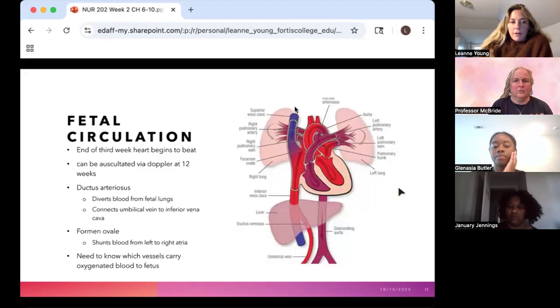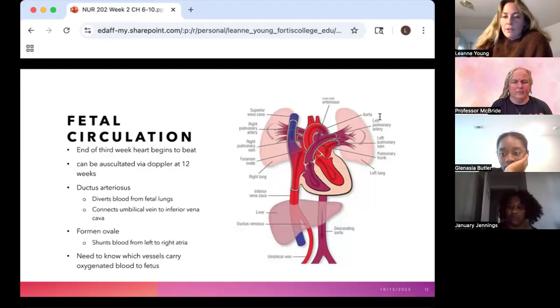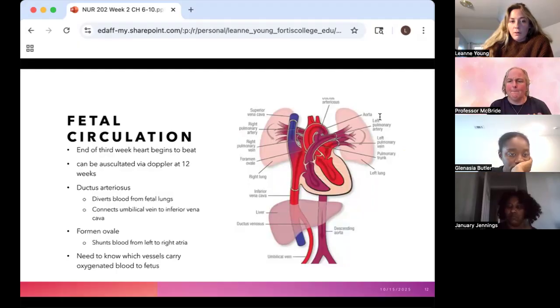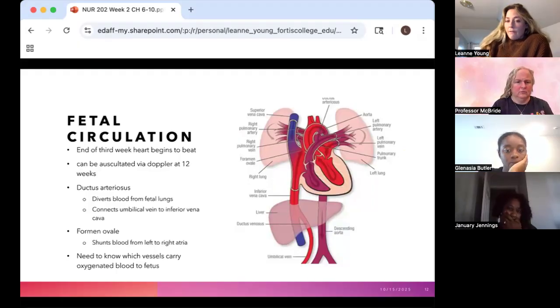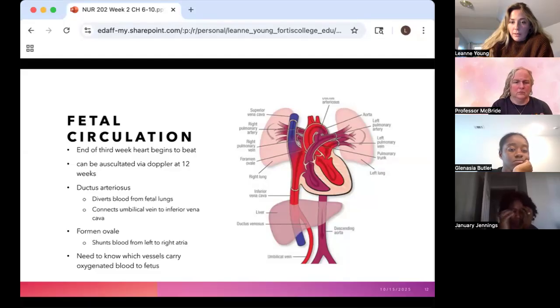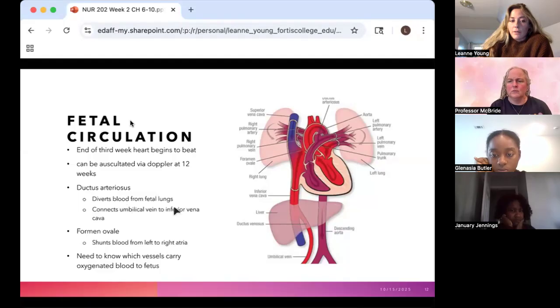All right, so we're going to go over fetal circulation. Like I said, by the end of the 3rd week of gestation, the infant's tubular heart begins to beat. During the 4th and 5th weeks, the heart develops into a 4-chambered organ. And then the heart is fully developed by the end of the embryonic stage. Your fetal lungs do not function for respiratory gas exchange. So a special circulatory pathway, which is the ductus arteriosus, is formed, and this is going to bypass the lungs. This is really important because the ductus arteriosus diverts blood from the fetal lungs, and it connects the umbilical vein to the inferior vena cava.